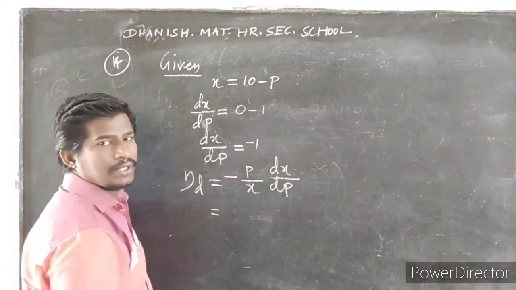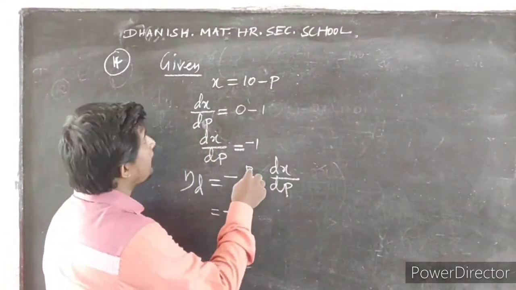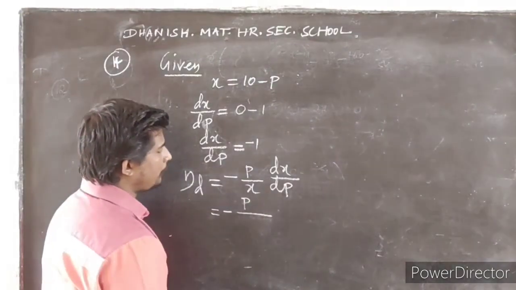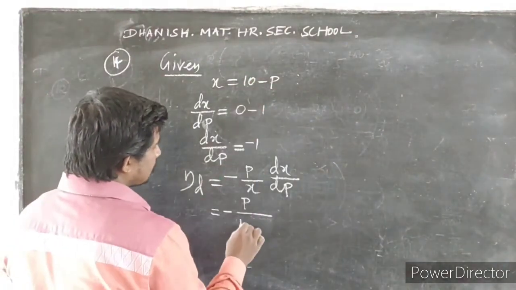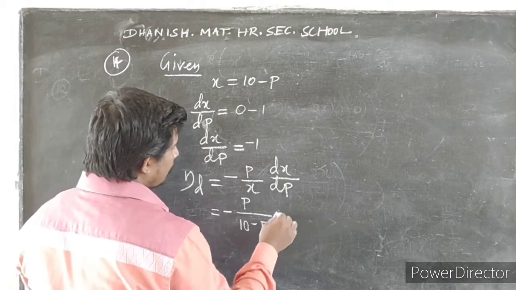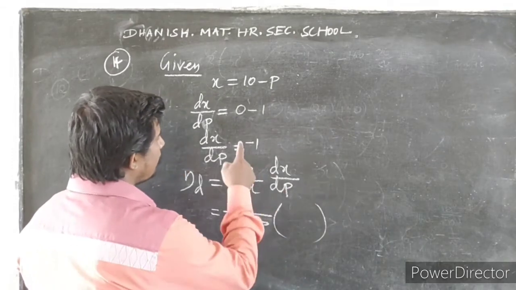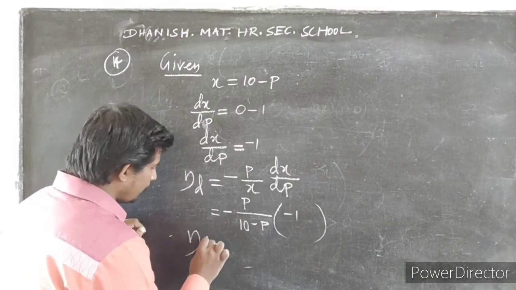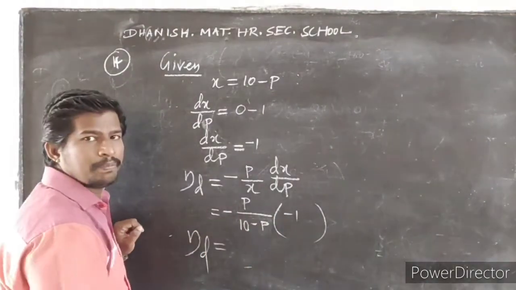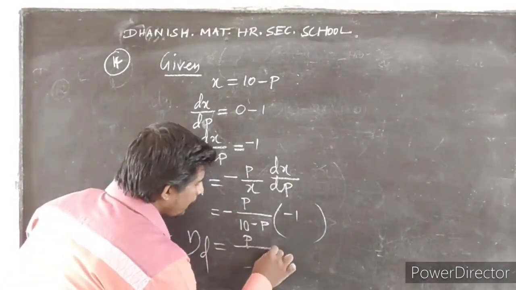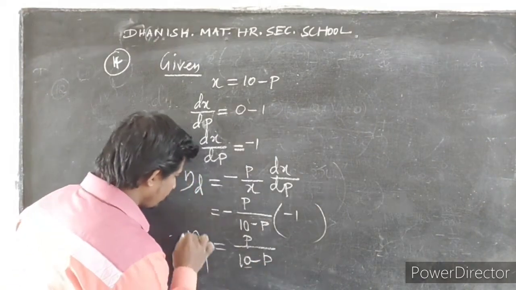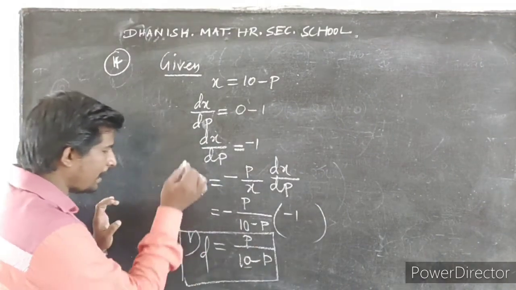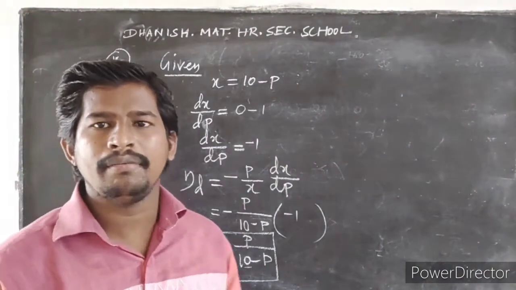Now this is equal to minus p, we don't know what p is, divided by x. What's our x? 10 minus p, into dx divided by dp, which is minus 1. So elasticity of demand equal to minus into minus, plus. So we have p by 10 minus p. So we got our elasticity of demand as p by 10 minus p.